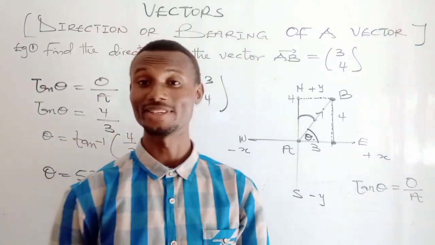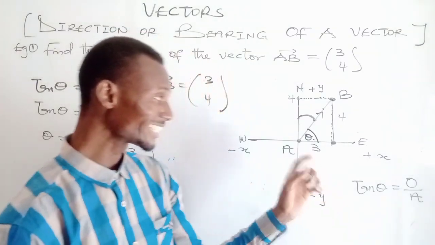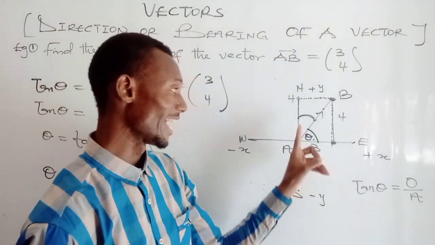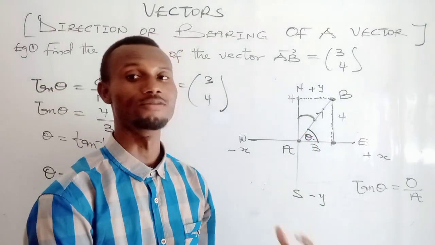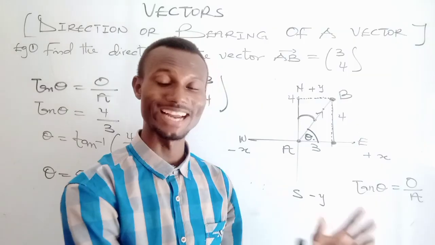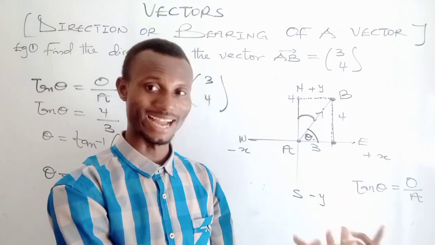Now that we've gotten the angle theta, it means we can proceed and find the actual bearing of the vector AB, or the actual direction of the vector AB.